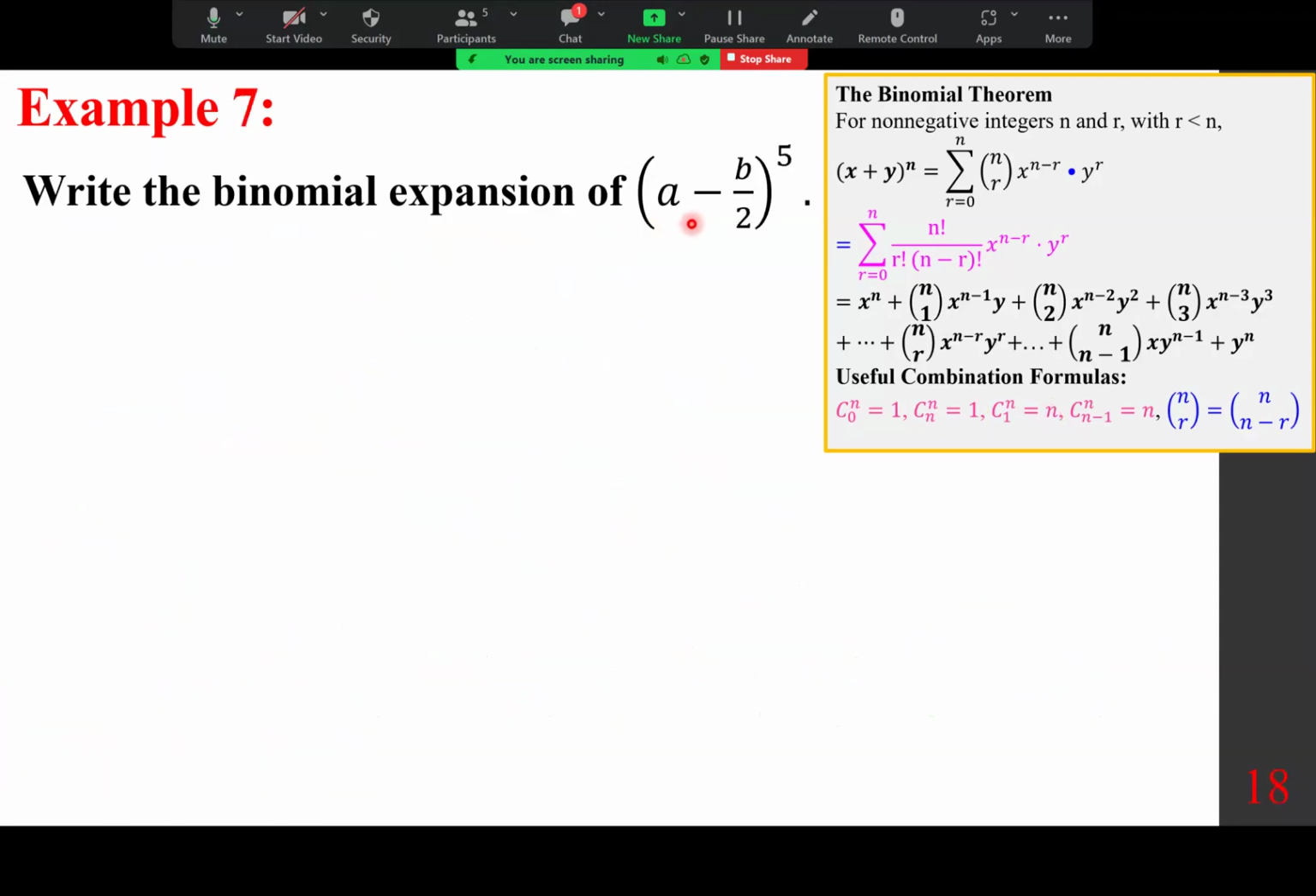Write the binomial expansion of a minus b over 2 to the power of 5. Now, this is slightly different, and I want you to pay attention to two things. Number one, the sign has changed. Number two, this is a fraction, and that's why the way you put it is very important. Conceptually it is identical. So if we go with this formula and you want to memorize it with this formula, you say x has been replaced by a, y has been replaced with minus b over 2, and n, of course, is 5.